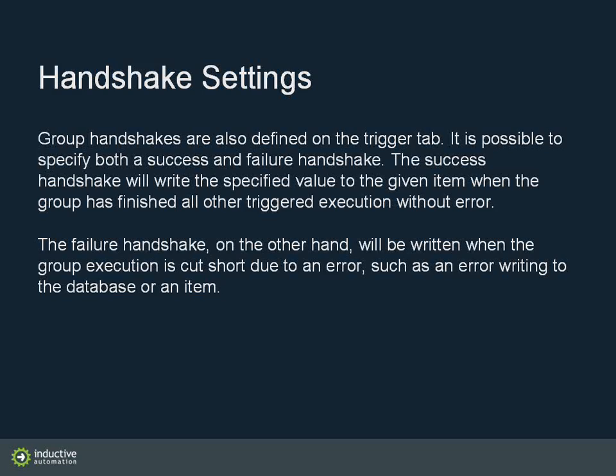Otherwise, the failure handshake will be written when the group execution is cut short due to an error, such as an error writing to a database or to an OPC item, whatever it may be, or your expression doesn't evaluate correctly. Then we'll know if that group failed. You can write that on failure.